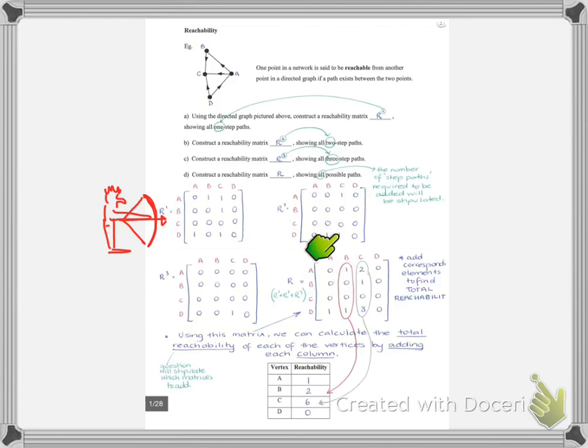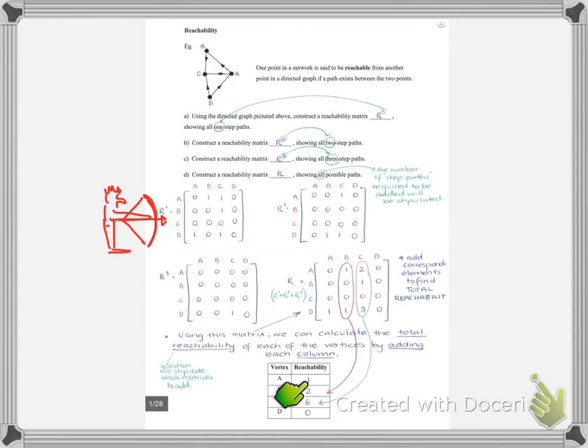notice that, for example, in this position here, we've got a 1 there, and we've got a 1 there, and we've got a 0 here, so those elements add up to give us a 2. So we add the corresponding elements to find the total reachabilities. And because reachability is based on columns, we're going to add the numbers in the columns. So we can see that A has a total reachability of 1 if we add up all the elements in that column. So down here, we'll fill that in.